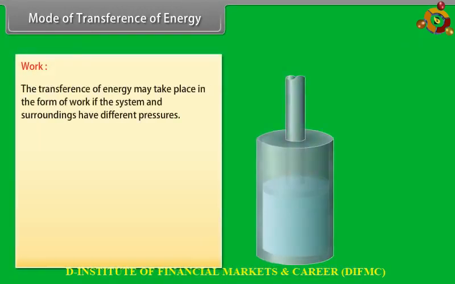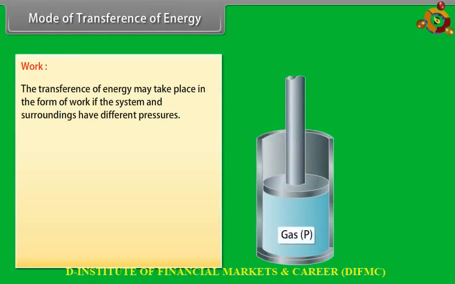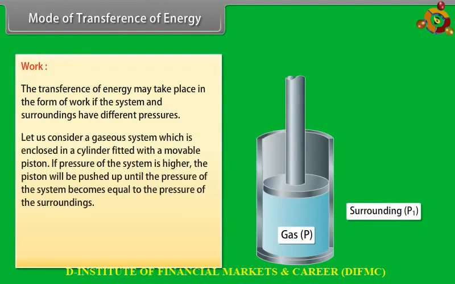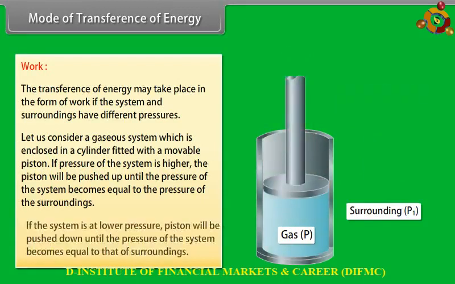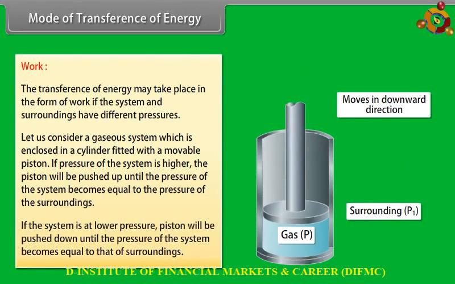Work. The transference of energy may take place in the form of work if the system and surroundings have different pressures. Let us consider a gaseous system which is enclosed in a cylinder fitted with a movable piston. If pressure of the system is higher, the piston will be pushed up until the pressure of the system becomes equal to the pressure of the surroundings. If the system is at lower pressure, the piston will be pushed down until the pressure of the system becomes equal to that of surroundings.